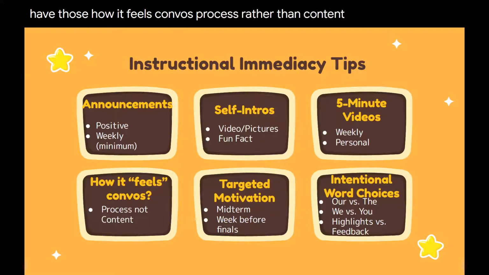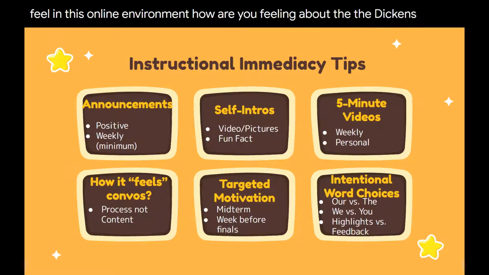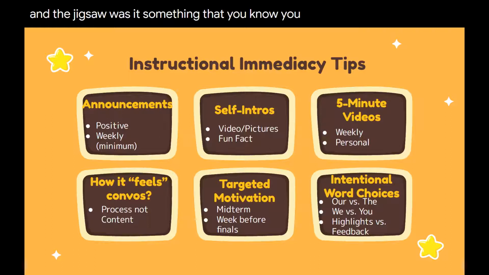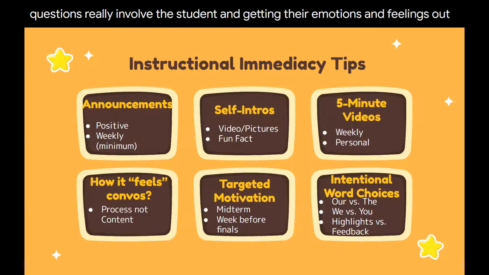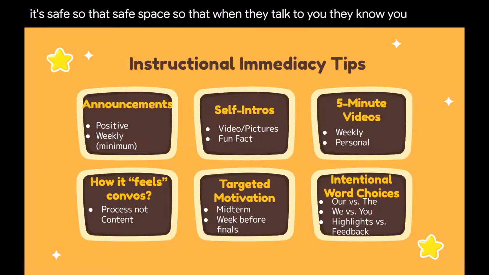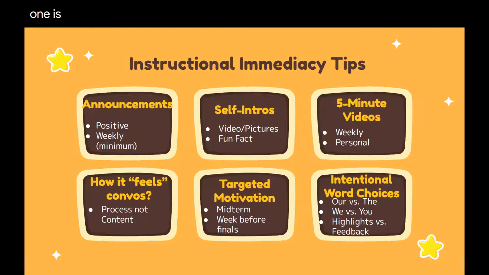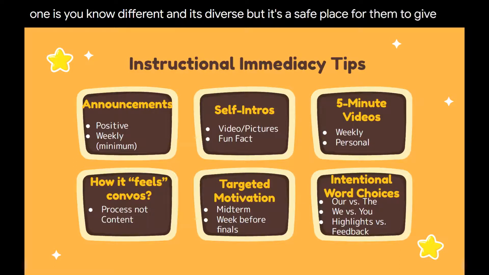So have those how it feels convos. Process rather than content. Okay, so how does it feel in this online environment? How are you feeling about the Dickens novel and the Jigsaw? Was it something that you liked? Ask those kind of questions. Really involve the student in getting their emotions and feelings out, and make that space a space where it's safe. So that when they talk to you, they know everybody in the class is in the same boat. They all are familiar with each other. No one is different, and it's diverse, but it's a safe place for them to give their opinions.